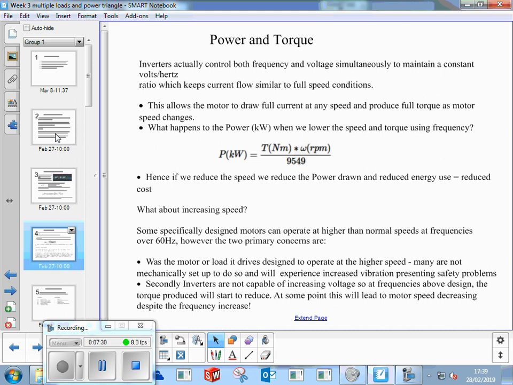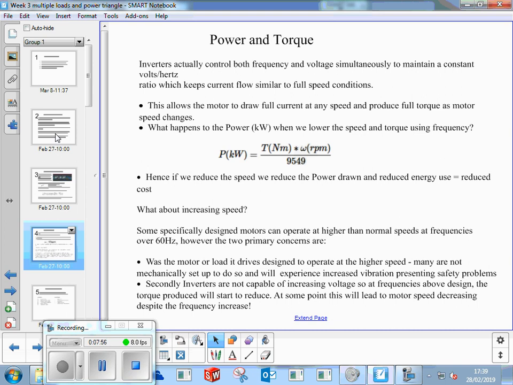If you allowed the current to drop, you'd lose torque. What happens to the power when we lower the speed and torque using frequency? We've got a formula there, can't remember where I put it.